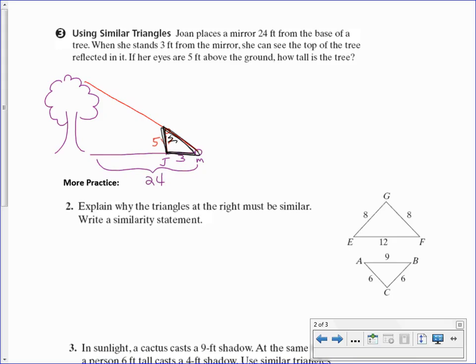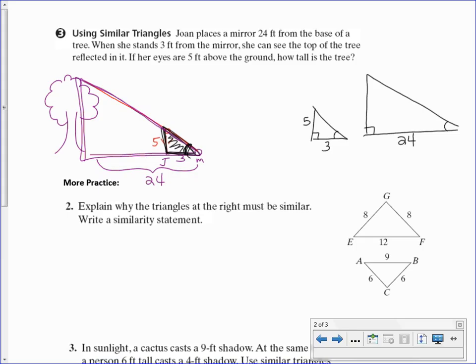I have this baby triangle down here, which has a right angle right here, a 5, and a 3. And then I have the larger triangle that includes the tree. If I draw that over here, this angle is the same as the one down there because they are shared. This is 90. I know this is 24. And they are asking us, if her eyes are 5 feet above the ground, how tall is the tree? Well, the tree is this height right here, so I put an X there. And now I just want to solve for X.